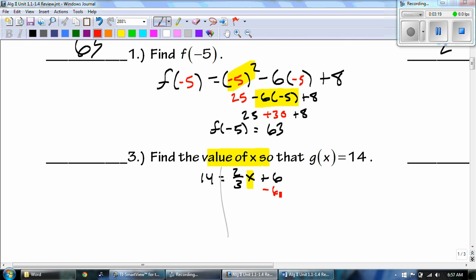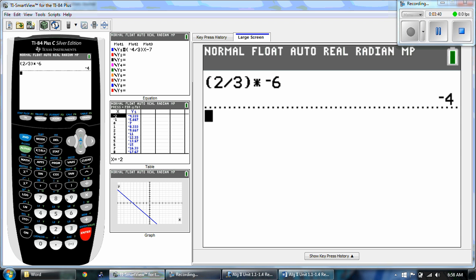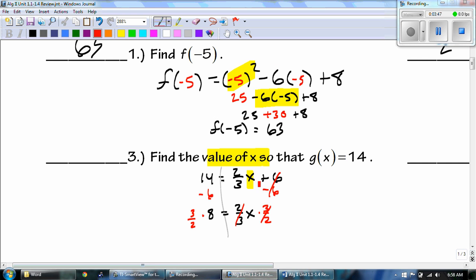So when I'm solving, I'm following the rules of SADMAP, which means I'm going to subtract first. 14 minus 6 is 8. And then to get the x by itself, we have to multiply by the reciprocal. And what I do to one side, I have to do to the other. And we're doing 3/2 times 8. And we get 12. So I know that 12 equals x.